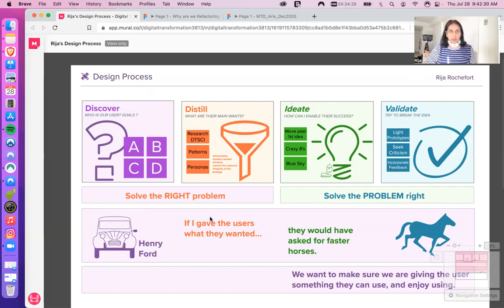And it all can be summed up in Henry Ford's quote, where he said, when he built the car, if I gave the users what they wanted, they would have asked for faster horses. Which is kind of ridiculous, right? Because you're hiring a creative team to solve your problem. So we have to do this process to make sure we're solving the right problem.